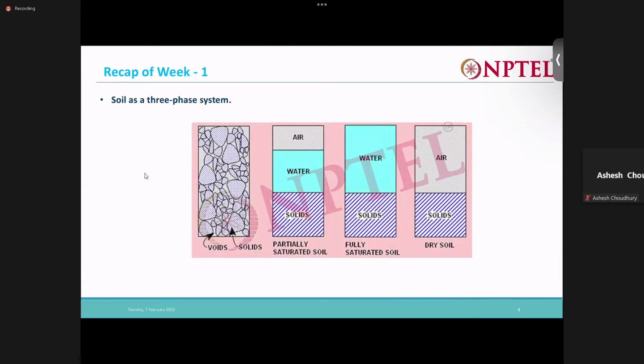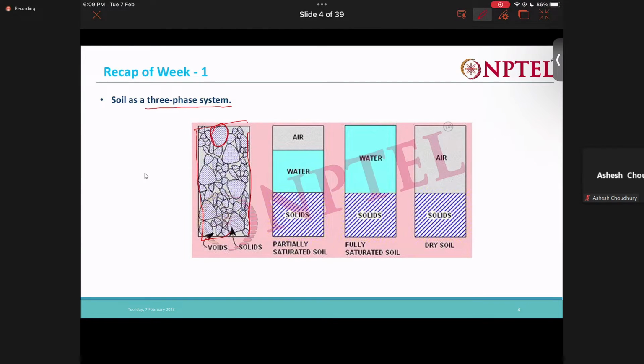Then we looked into the three-phase system, representing soil as a three-phase system. This is the very basic of soil mechanics, where we first learn how to represent the soil mass. So this is a soil mass. This soil mass will contain the soil particles, and also there will be voids.